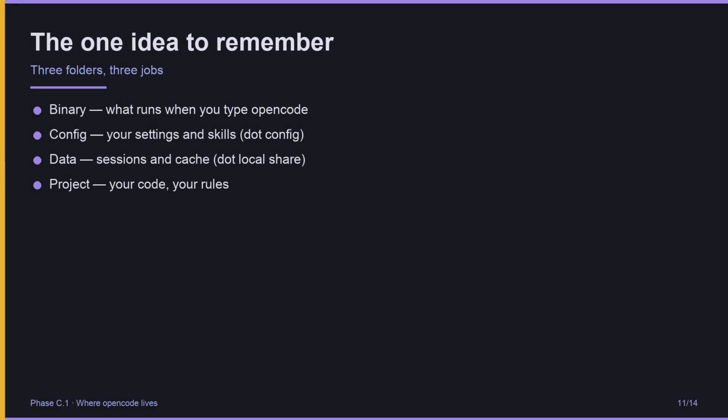If you remember one idea, three folders, three jobs. Binary, what runs when you type opencode. Config, your settings and skills, in .config. Data, sessions and cache, in .local/share. Project, your code, your rules. Knowing these locations helps you debug, backup, and understand what opencode actually does.